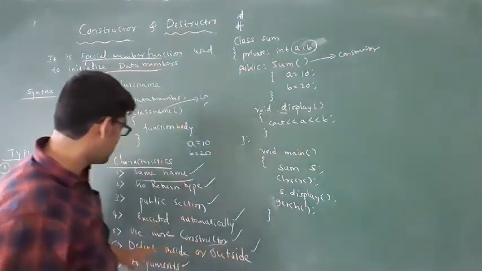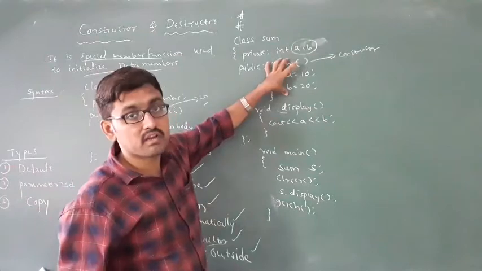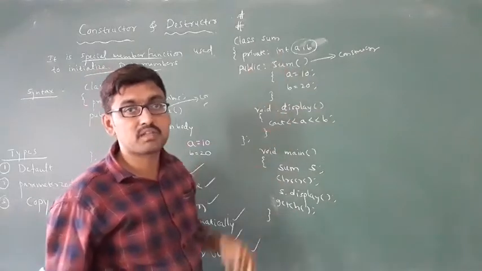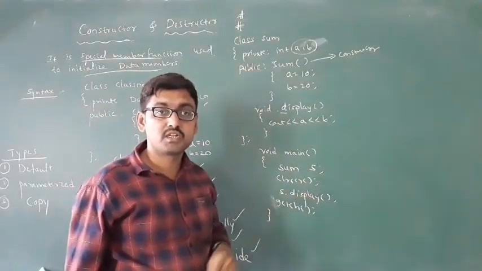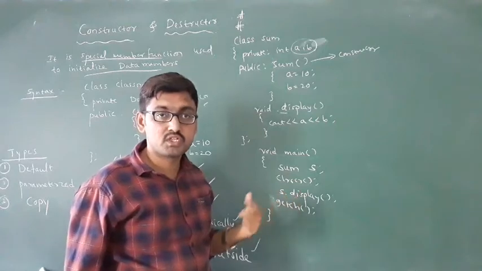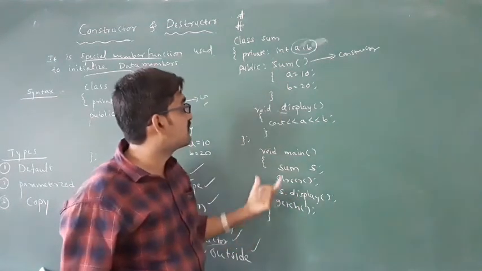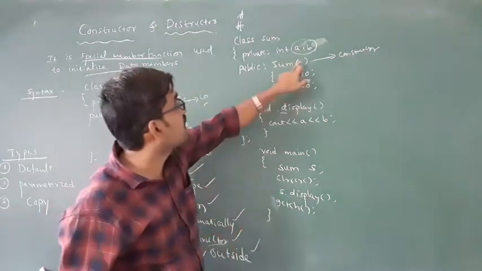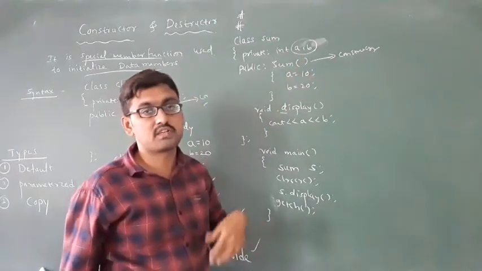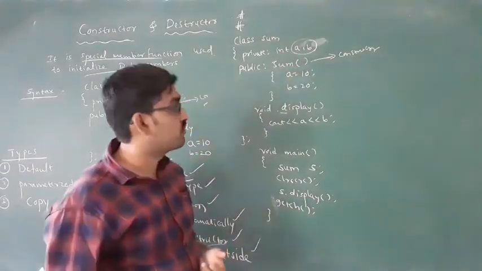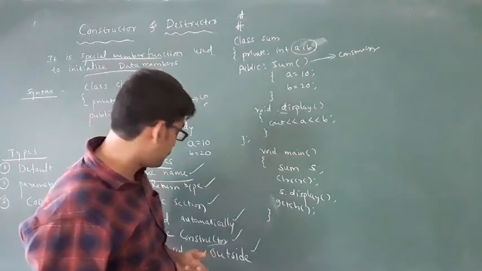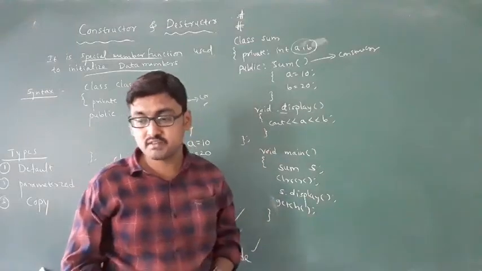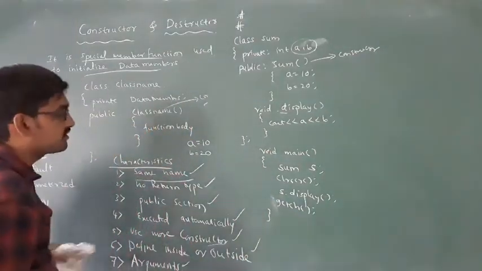Next, you can define this constructor inside the class, as I am doing here. If you want to write it outside the class, you can use the scope resolution operator. Got it? Then you can write arguments here also. You can write arguments, we can discuss this later. Okay, this is about the characteristics of a constructor.